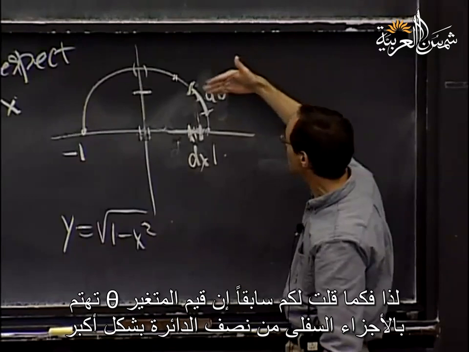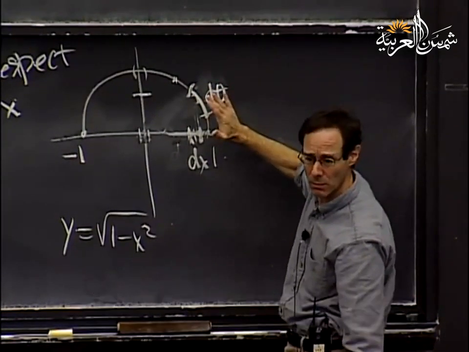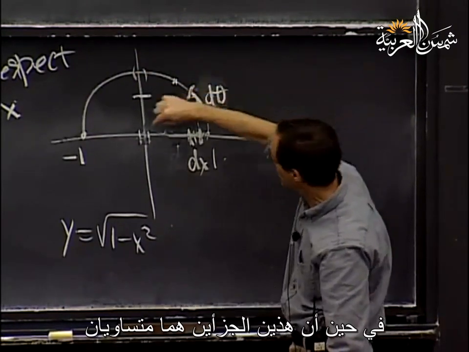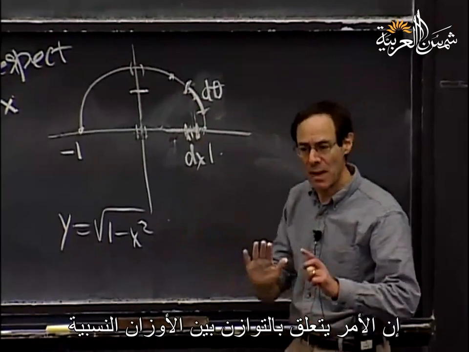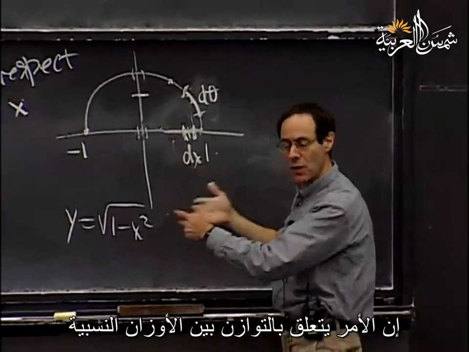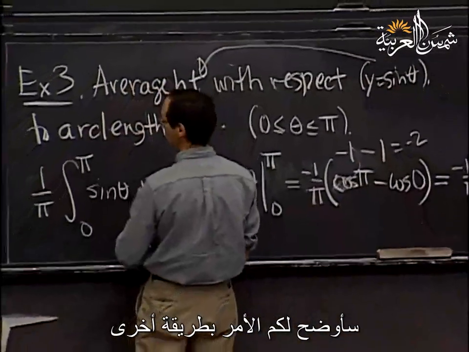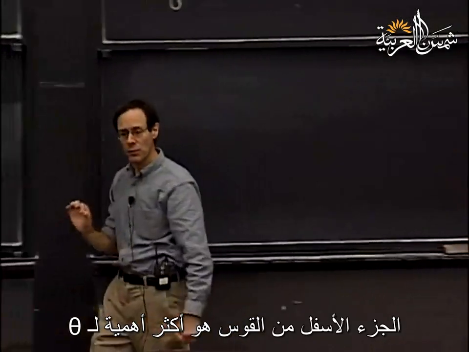So as I say, the theta variable is emphasizing the lower parts of the semicircle more. That's because this length is shorter and this length is longer, whereas these two are the same. It's a balancing act of the relative weights. I'm gonna say that again in a different way. The lower part is more important for theta.